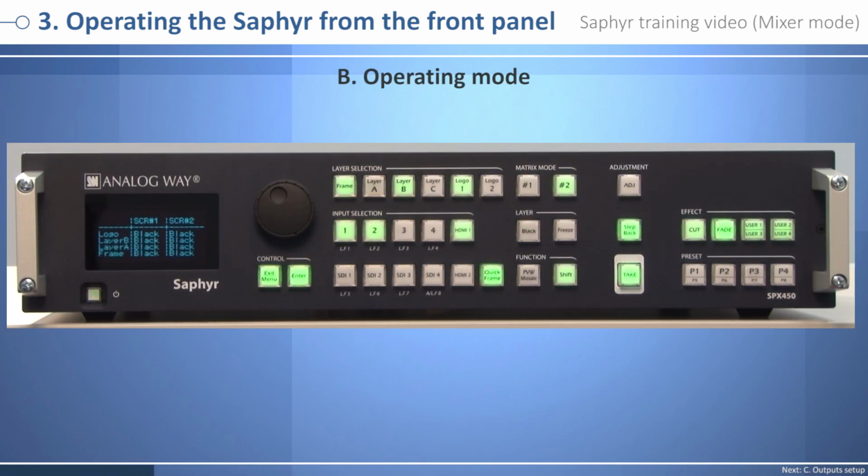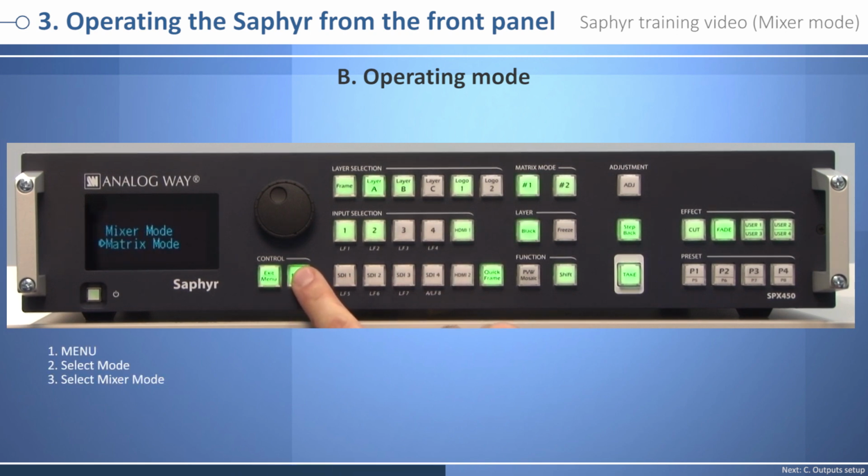Operating mode. To choose the operating mode, press Exit Menu, select Mode, press Enter, and select Mixer. Validate by pressing on Enter.